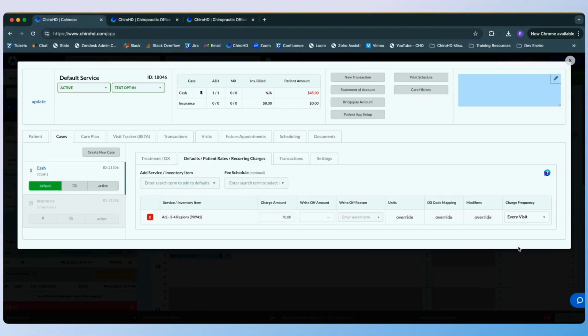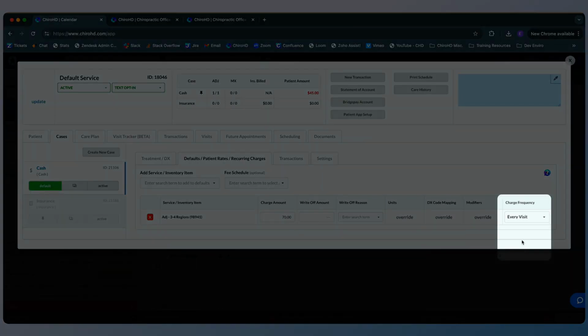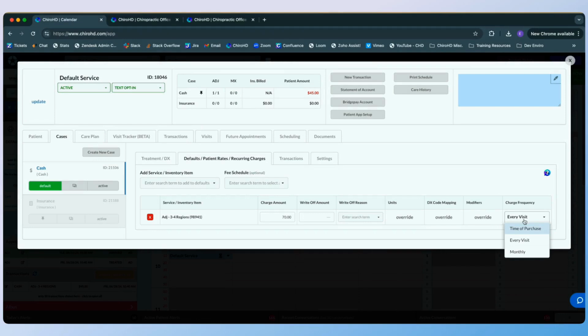Default services are designed to post to the patient's ledger upon completion of their visit. We are going to cover the types of default services that you can set up in a case under charge frequency. There are three types of default services: time of purchase, every visit, and monthly.